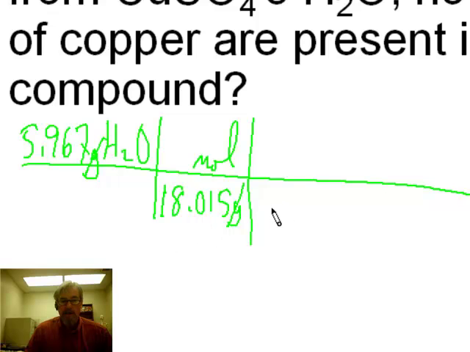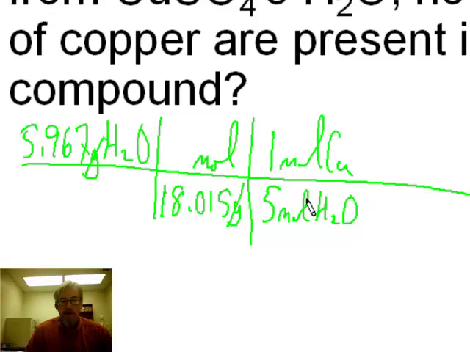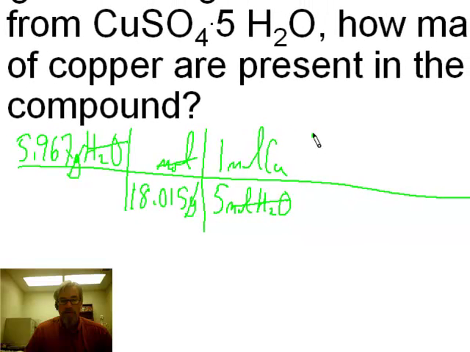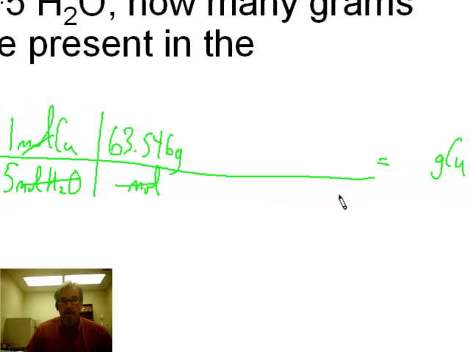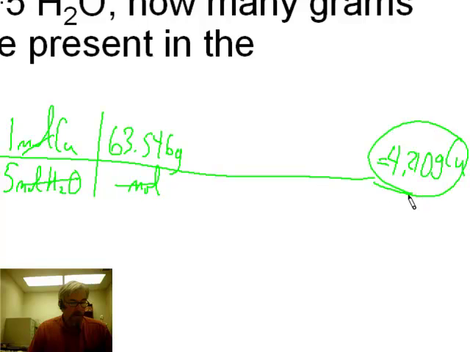Here's my ratio: 5 moles of water to 1 mole of copper. Moles of water are now gone, and I have moles of copper. But I want grams of copper, so I'll multiply by molar mass. If I look it up on the periodic table, copper is 63.546 grams for every mole. Moles now cancel, and my answer is going to come out in grams of copper. When I work my answer out, I get 4.210 grams of copper are in that compound.